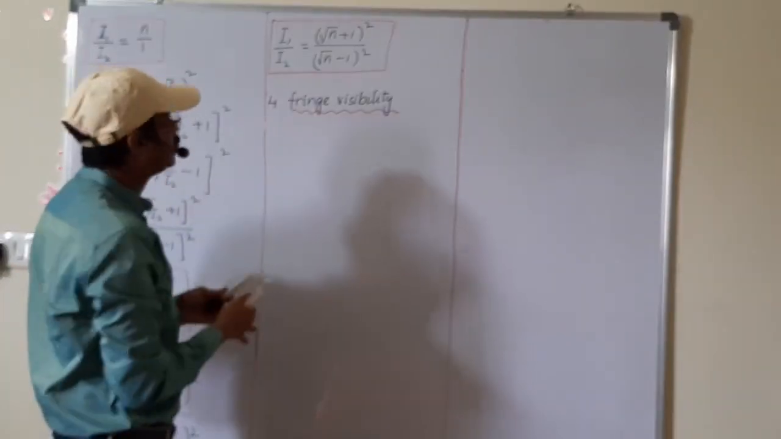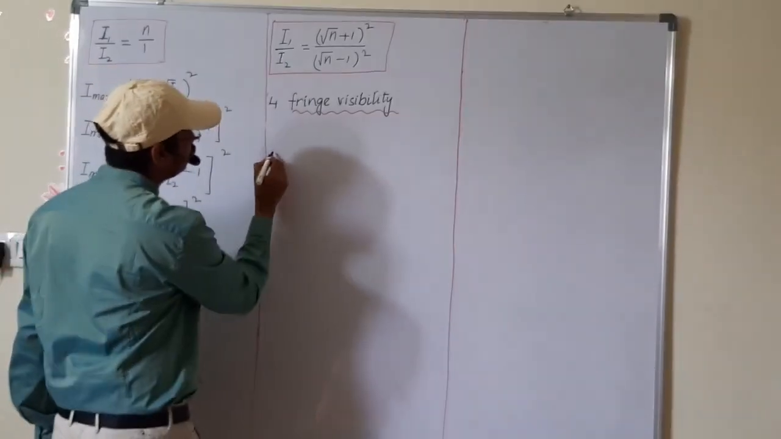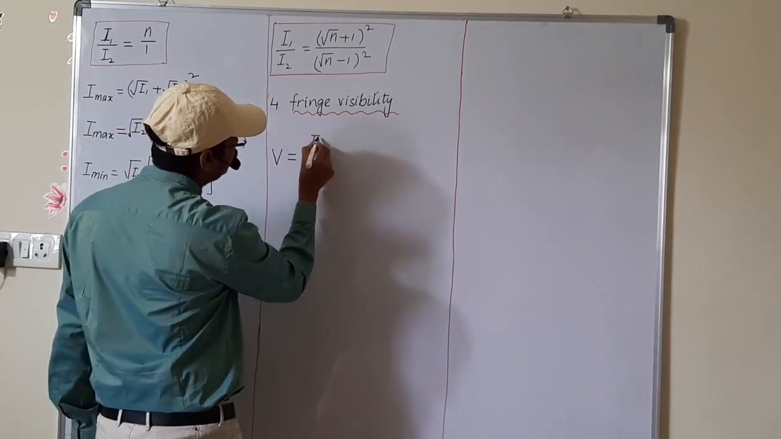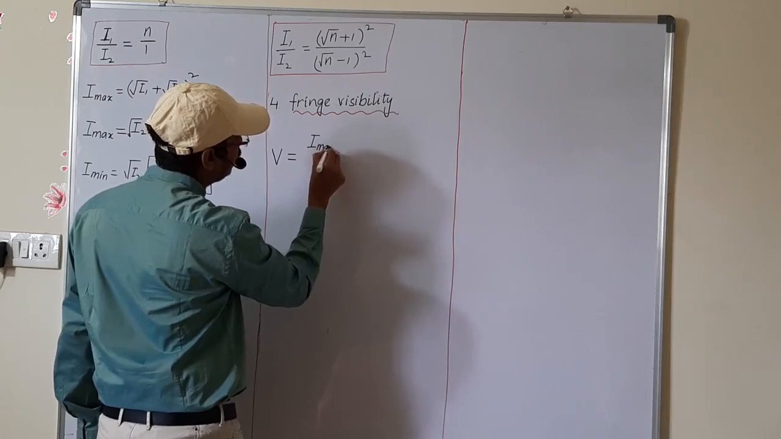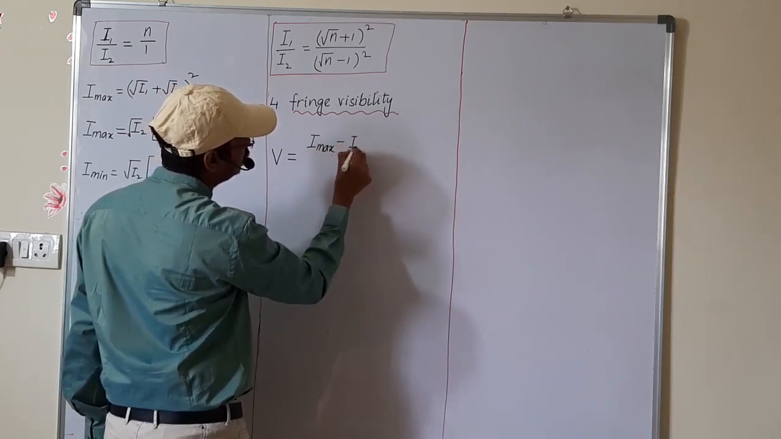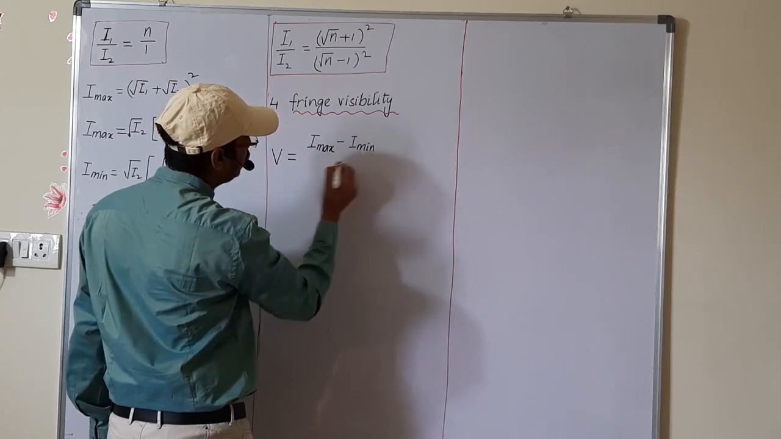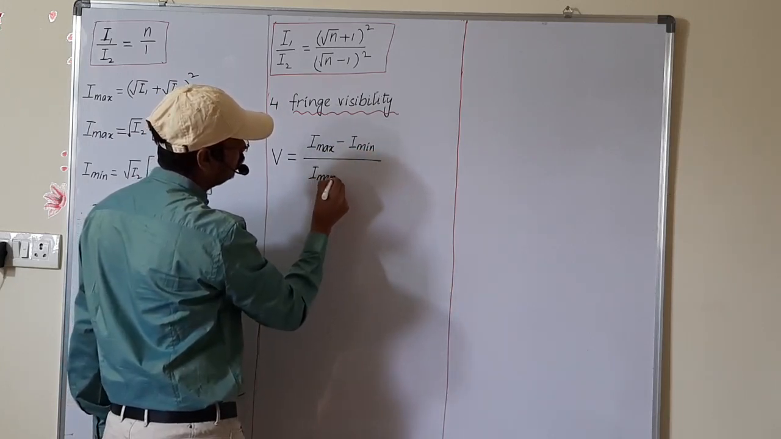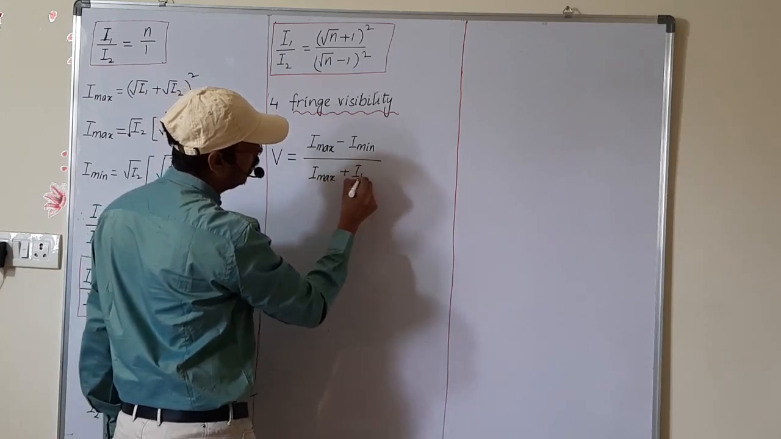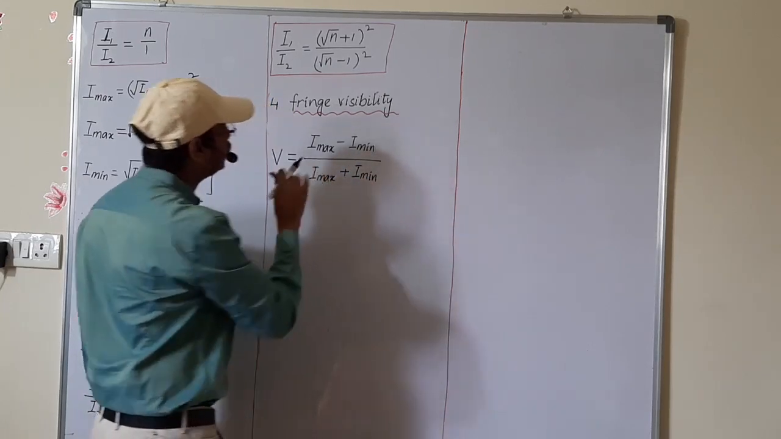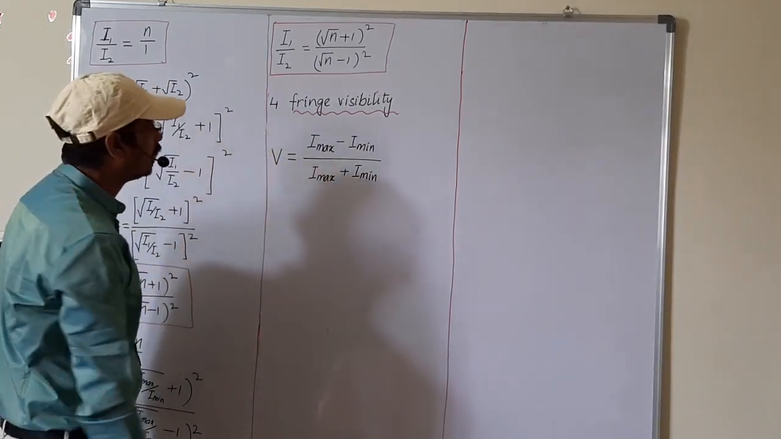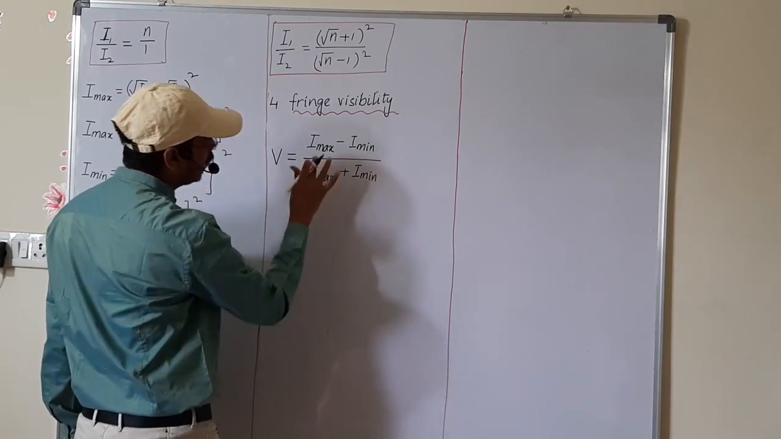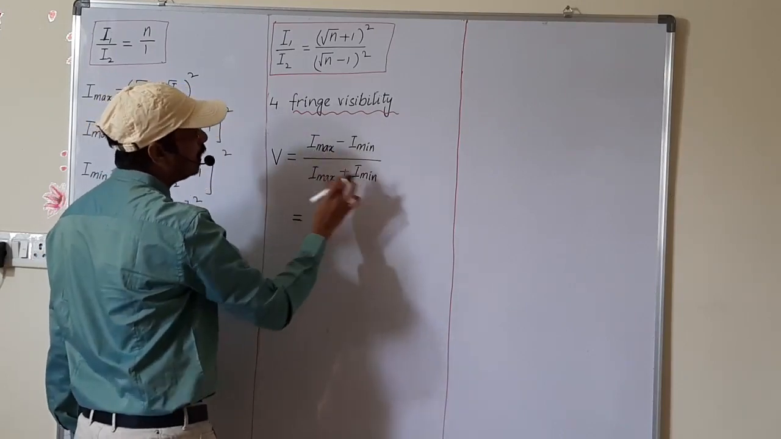Before that, fringe visibility is represented by V. V is equal to the ratio I maximum minus I minimum upon I maximum plus I minimum. This is the ratio for fringe visibility. Then in this fringe visibility, if you substitute the values of I maximum and I minimum, what will happen?